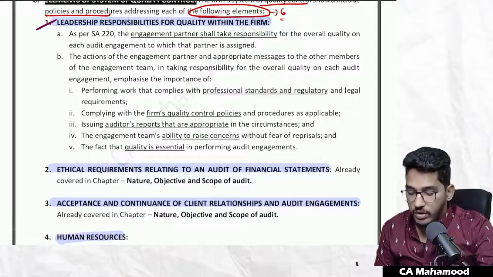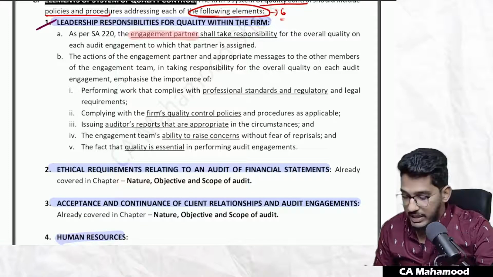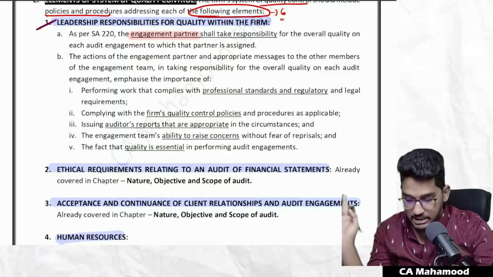Leadership responsibility for quality within the firm. Sir, who should take the leadership responsibility? Let us see what that is. As per SA 220, the engagement partner shall take the overall responsibility for overall quality on each audit engagement.